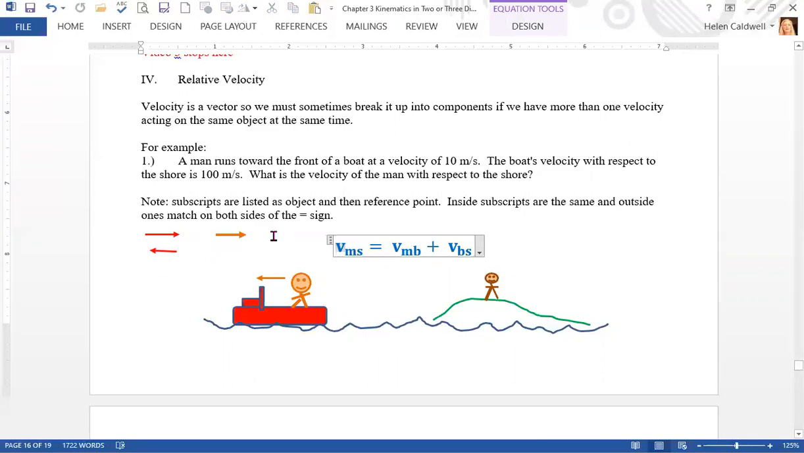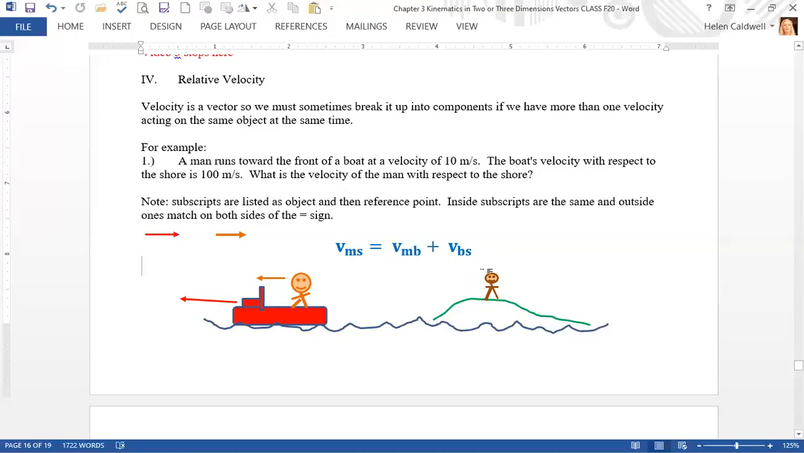The boat's velocity with respect to the shore is 100 meters per second. So we're going to have the boat, we're leaving, so our velocity is here. Maybe I'll make it kind of big. I'm sorry the arrows don't come out straight. You'll just have to forgive me. They're meant to be horizontal. I'm doing the best I can. So the boat's velocity is 100 meters per second. The man's velocity is 10 meters per second. The way I have it drawn, we're in the same direction.